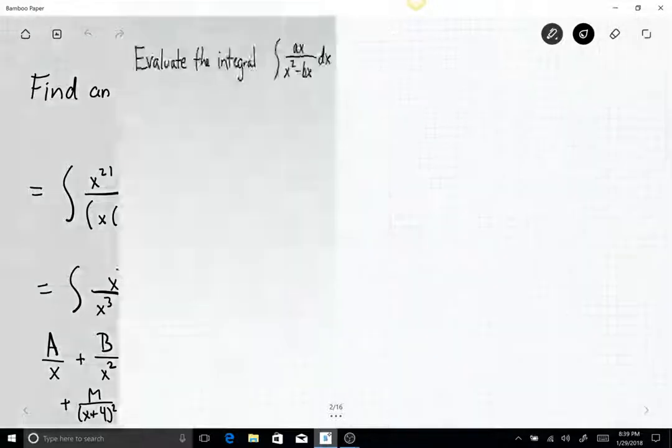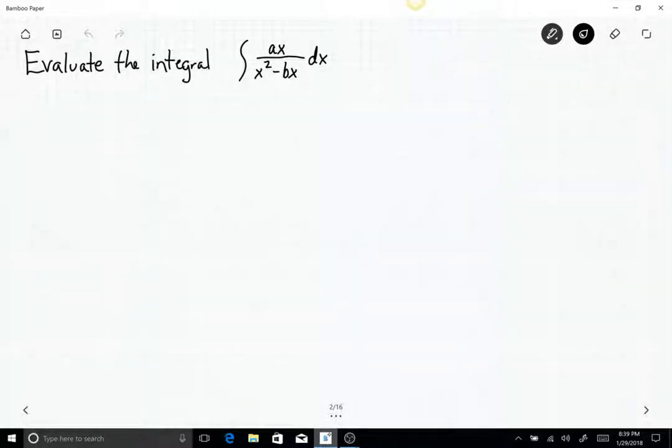So an integral that some people struggled on, I wanted to touch on real quick here. Evaluate the integral of ax divided by x squared minus bx. Now, taking a look at this, if you notice, the denominator has something nice in common. Can anyone tell what's in common on the denominator? What can you factor out? You can go ahead and type it in the chat box if you're watching. So how can we factor that denominator?